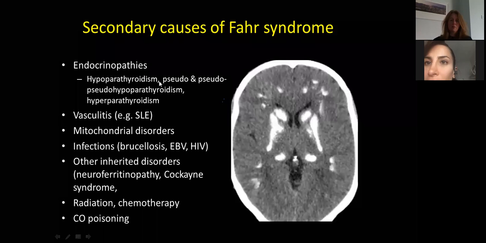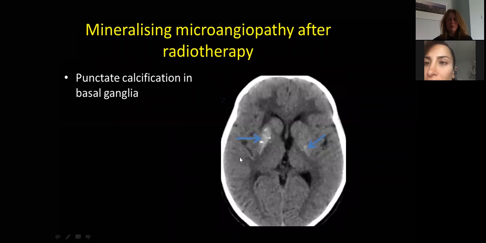Again, history and clinical features are what it's all about to decide which of these in the list is the issue. And this is a kid actually who had an ATRT, who had some radiotherapy as a child. And you can see very faint calcification.